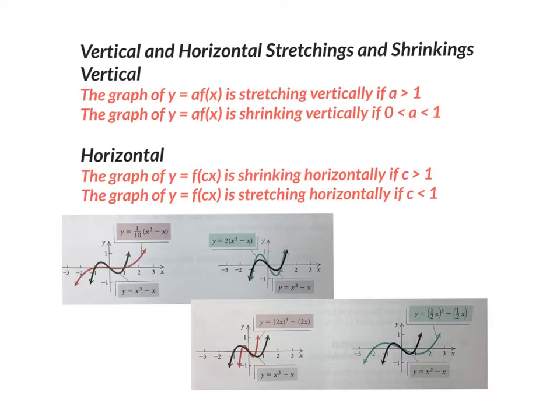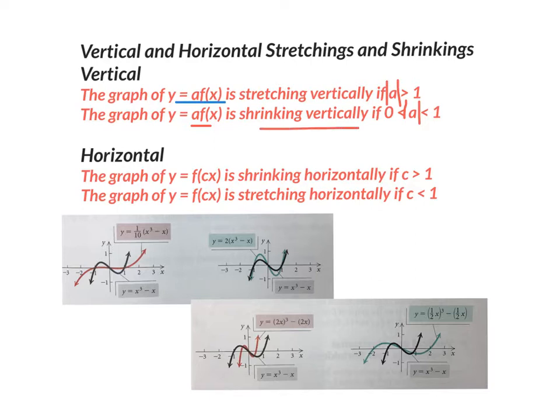Okay, last one, finally. Vertical and horizontal stretchings and shrinkings. Easy for me to say. Okay, if they put a number in front of your function, and it's bigger than 1, I should say the absolute value is bigger than 1, it is a vertical stretch. If the number they put in the front has an absolute value less than 1, or is a fraction, it's a vertical shrink. It's going to shrink it vertically.